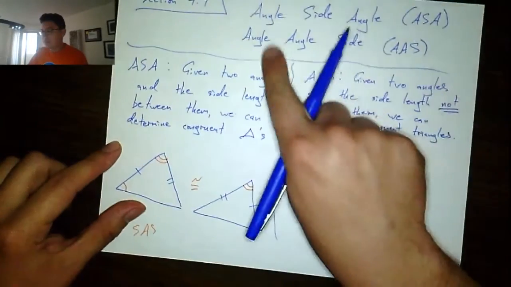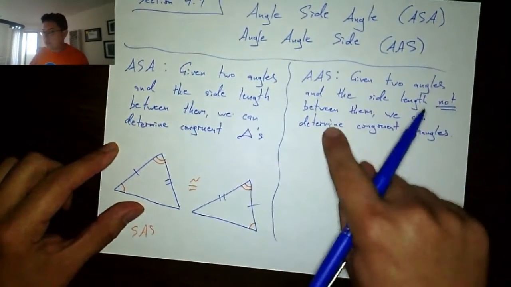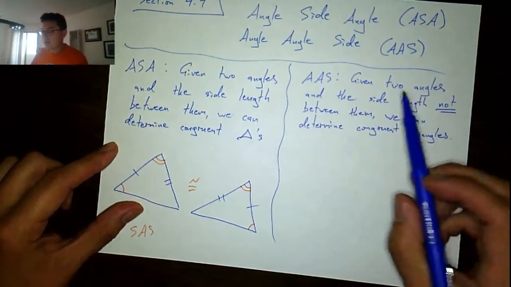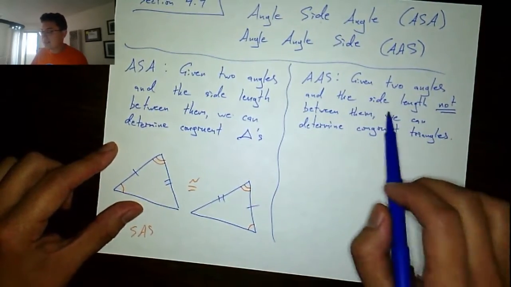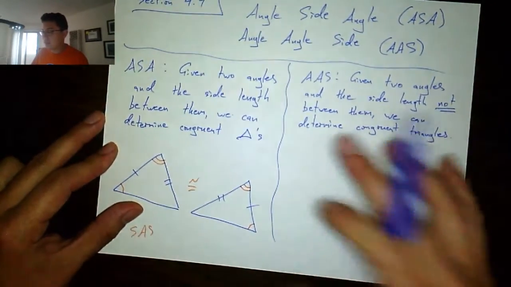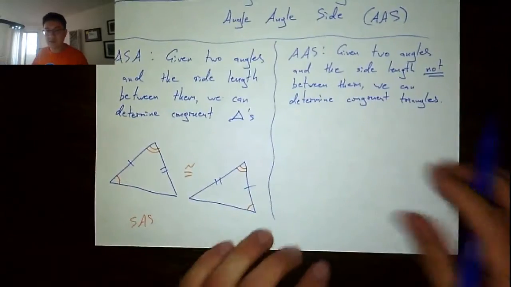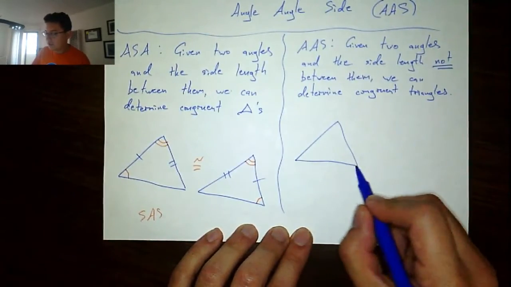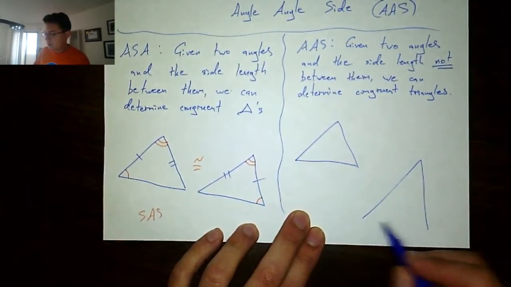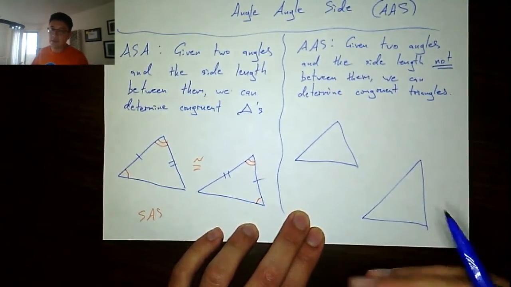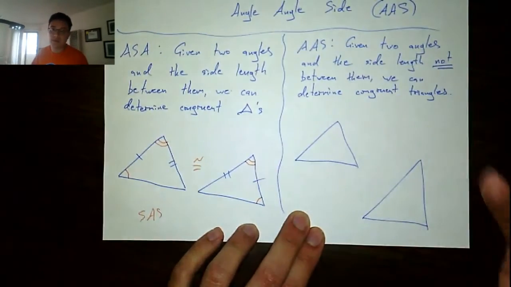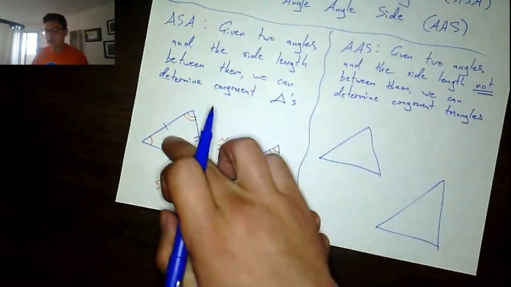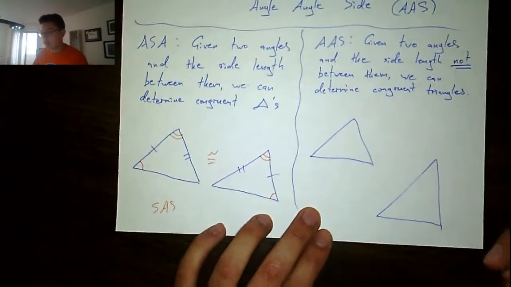All right, so angle, angle, side now. The angle, angle, side triangle theorem says given two angles and the side length not between them, we can determine congruent triangles. So again, let me draw a picture here. We have our first triangle here, and another triangle here. Already they don't look congruent. Remember, congruence markings are important, so even though these don't look the same, the congruence markings will tell us that things are the same.